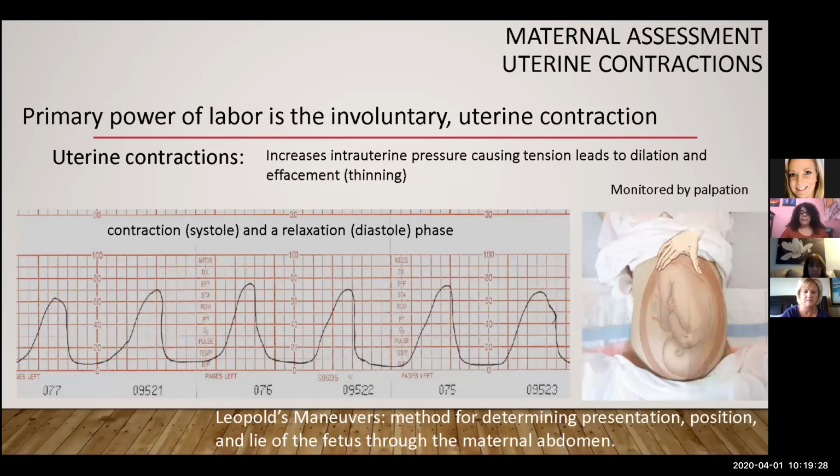The contraction pattern is monitored by palpation and by electronic monitoring. So we assess the contractions based on their frequency. Remember, how far apart are they? The start of one contraction to the start of the next contraction. The duration, how long is it lasting? And the intensity and the resting tone. So intensity, I always educate the family that please don't say, whoa, that was a big one, because this just tells me she's having contractions.